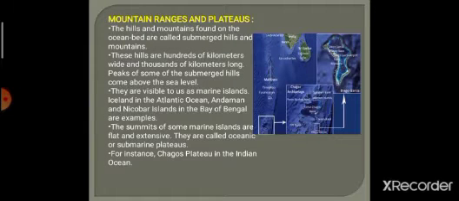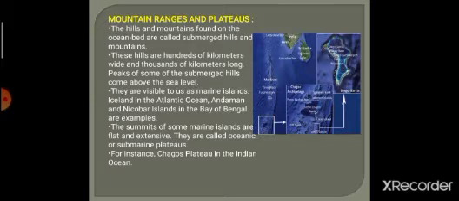Mountain ranges and plateaus. The hills and mountains found on the ocean bed are called submerged hills and mountains. Submerged means underwater. So these hills and mountains, like we have on the land, in the same way they exist on the ocean bed as well. These hills are hundreds of kilometers wide and thousands of kilometers long. Peaks of some of the submerged hills come above the sea level. They are visible to us as marine islands.